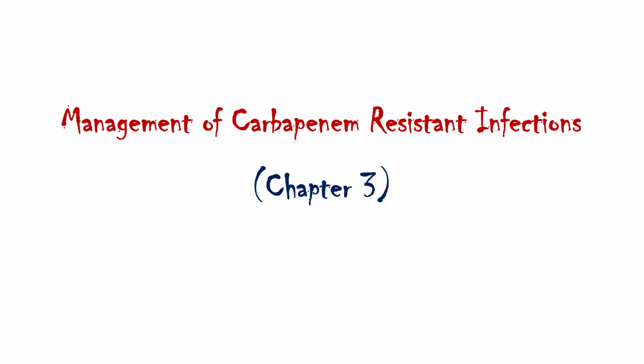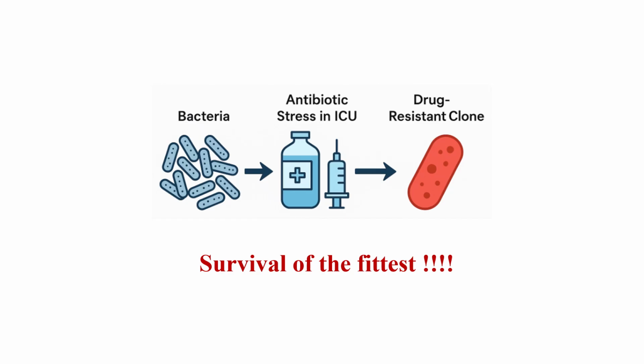So let us go to our proper chapter 3, the management of carbapenem-resistant infections. We are going to discuss mostly Acinetobacter, Pseudomonas, Klebsiella and E. coli, because these four bugs constitute more than 90% of gram-negative infections in intensive care units in India. Many of these bacteria, initially thought to be colonizers or not so resistant, eventually evolved as drug-resistant clones because of the antibiotic stress in the ICU. So it is just like survival of the fittest.